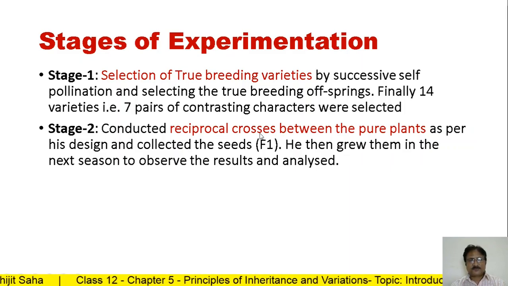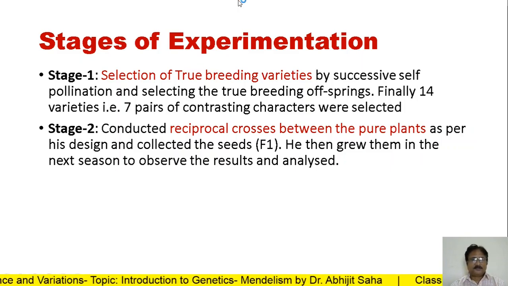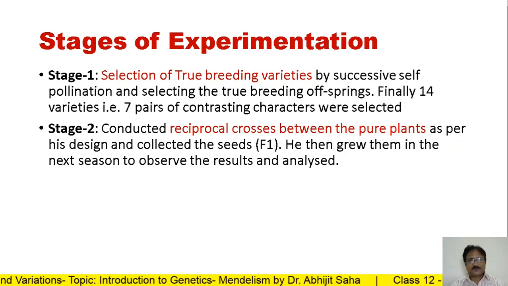What is a reciprocal cross? Reciprocal cross means plant A crossed with plant B. That means pollen is transferred from plant A to plant B, and certain results will be obtained. If the same is reversed, pollen is transferred from plant B to plant A, and certain results will be obtained. In such cases, these are called reciprocal crosses. So A to B or B to A, such crosses will be called reciprocal crosses. In Mendel's experiments, reciprocal crosses gave the same results.